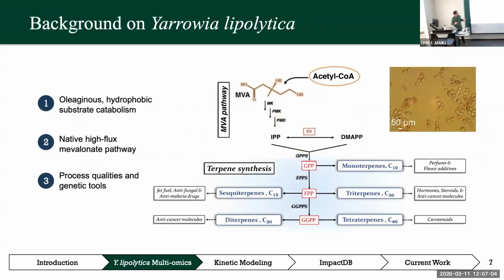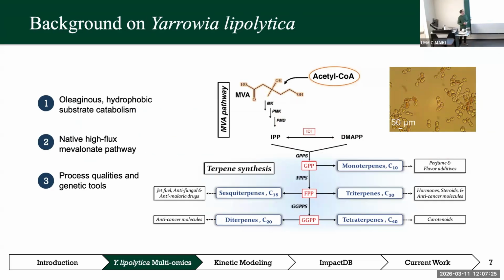And so why did we choose Yarrowia lipolytica? Well, a little bit about it is that it's an oleaginous yeast, and this means that it can accumulate lots of lipids, up to about 40% of its dry cell weight. And the product is sort of a lipid product.